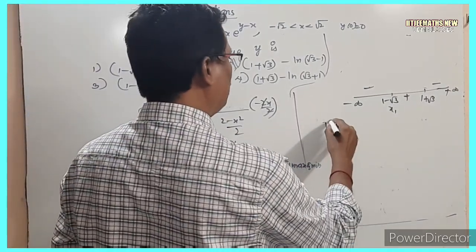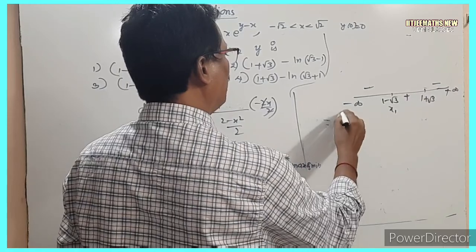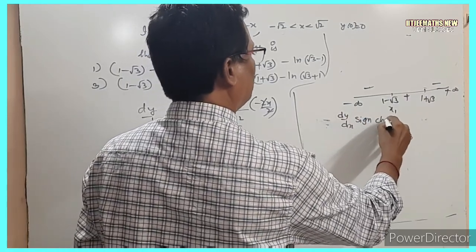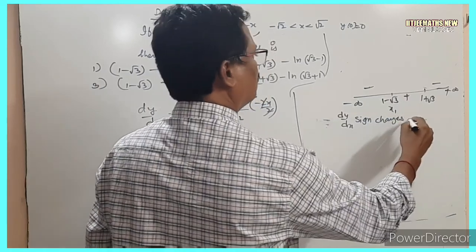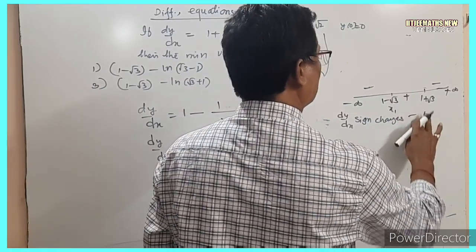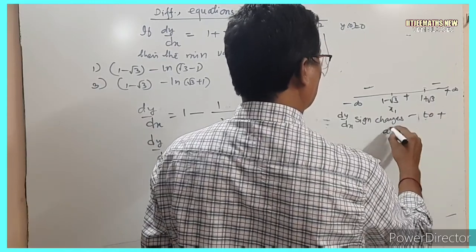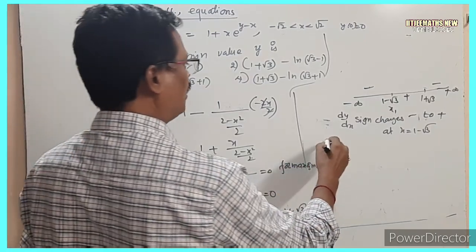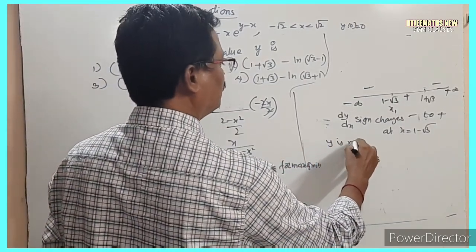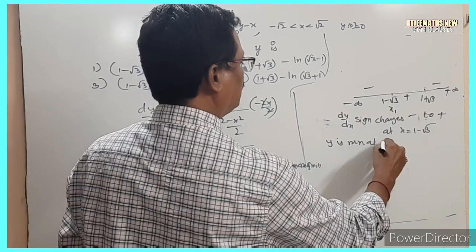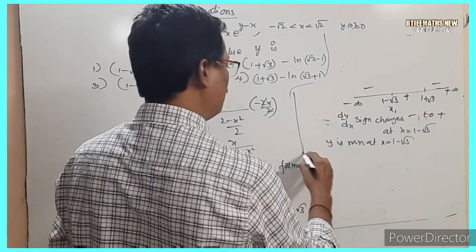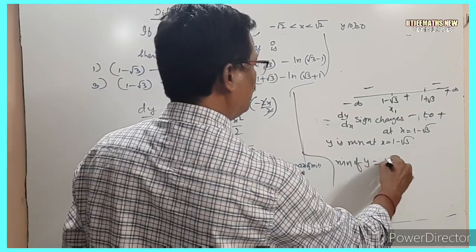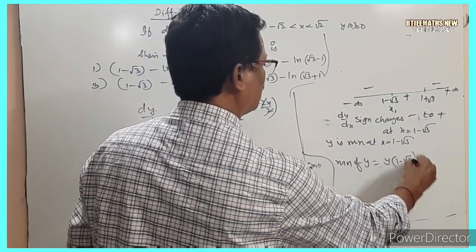Therefore, dy by dx sign changes from minus to plus at x is equal to 1 minus root 3. Therefore, y is minimum at x is equal to 1 minus root 3. Therefore, minimum value of y is y of 1 minus root 3.